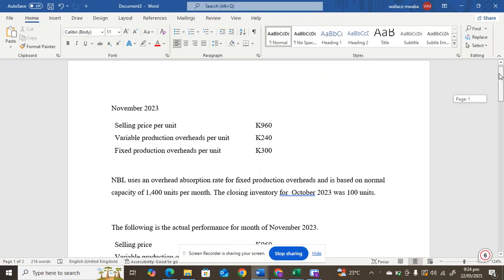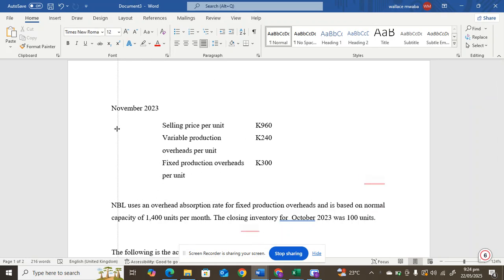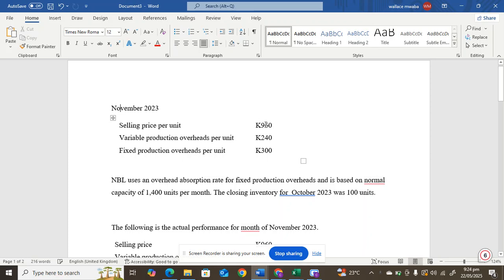Okay, so I have a question here for this company. We're given their selling price per unit, variable overheads per unit, fixed production overheads per unit. They've told us NBL uses an absorption rate for fixed production overheads and is based on normal capacity of 1,400 units per month. The closing inventory for October 2023 was 100 units.